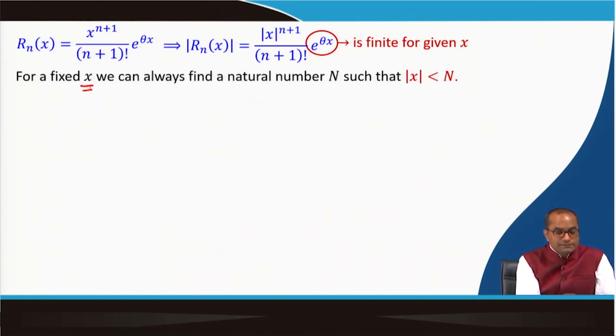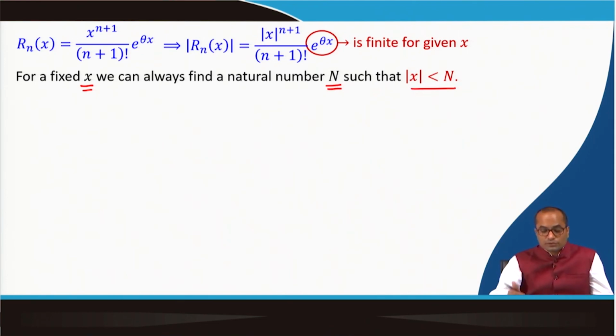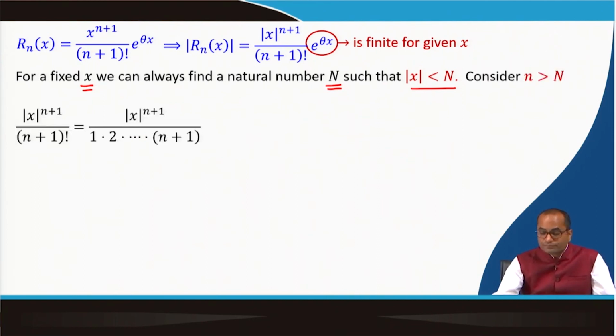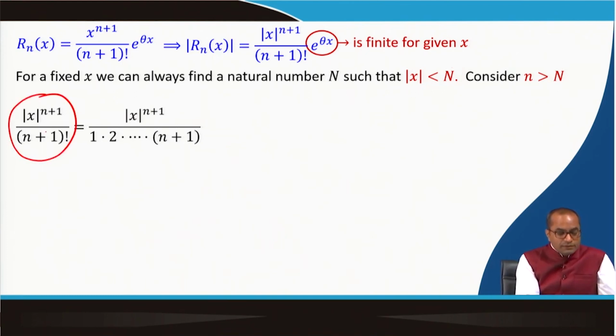So for a fixed x, x can be anything, but we are not taking a particular x; whatever we take, however large or small, it is a fixed number, and we can always find a natural number N such that this N is even bigger than the absolute value of x. So this is possible, and then we choose a small n which is even bigger than this number N, which was bigger than the absolute value of x. So having this small n, now we will write down this quotient here, the absolute value of x to the power n plus 1 over factorial n plus 1, as a product.